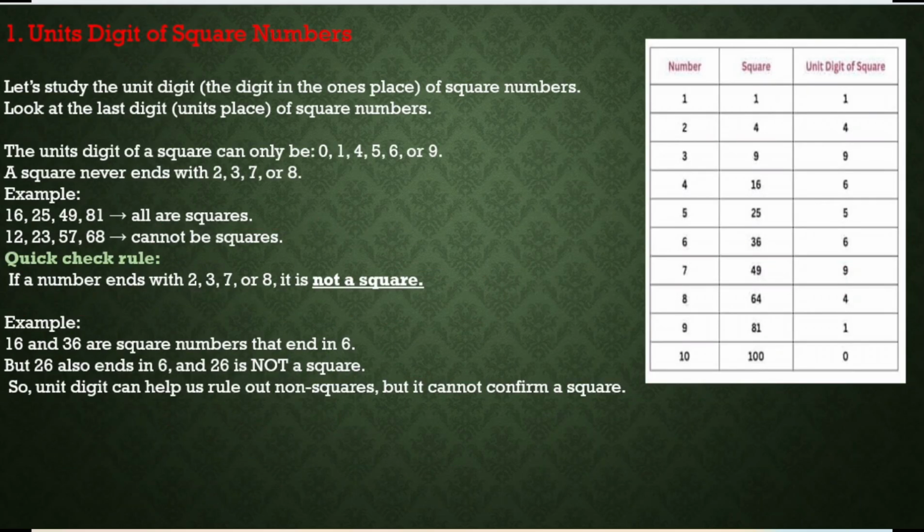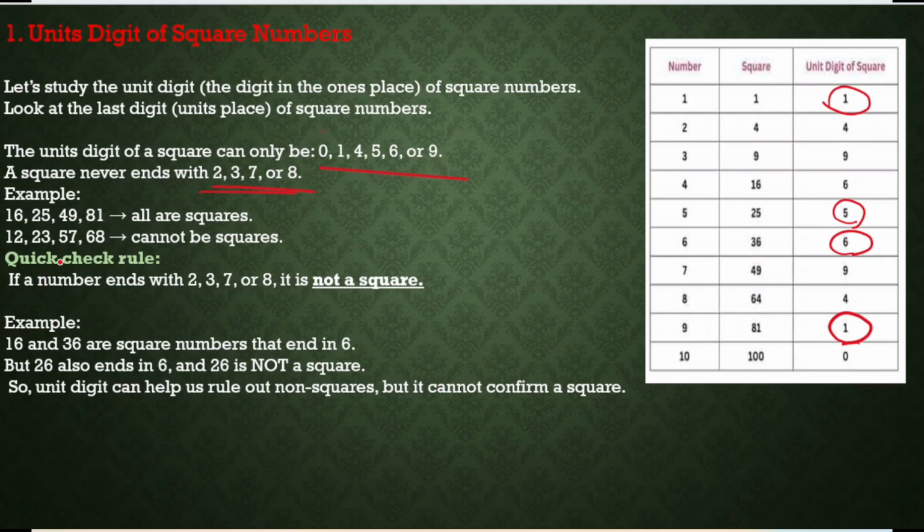Okay, see, 1 square क्या है? 1, so unit digit is 1. Similarly 2 square is 4, unit digit 4. 5 square is 25 and the unit digit is 5. 6 square is 36, unit digit is 6. 9 square is 81 and its unit digit is 1. So see, the unit digit of a square can only be 0, 1, 4, 5, 6 or 9. And a square never ends with 2, 3, 7, 8. Clear? The unit digit of a square can only be 0, 1, 4, 5, 6 or 9.